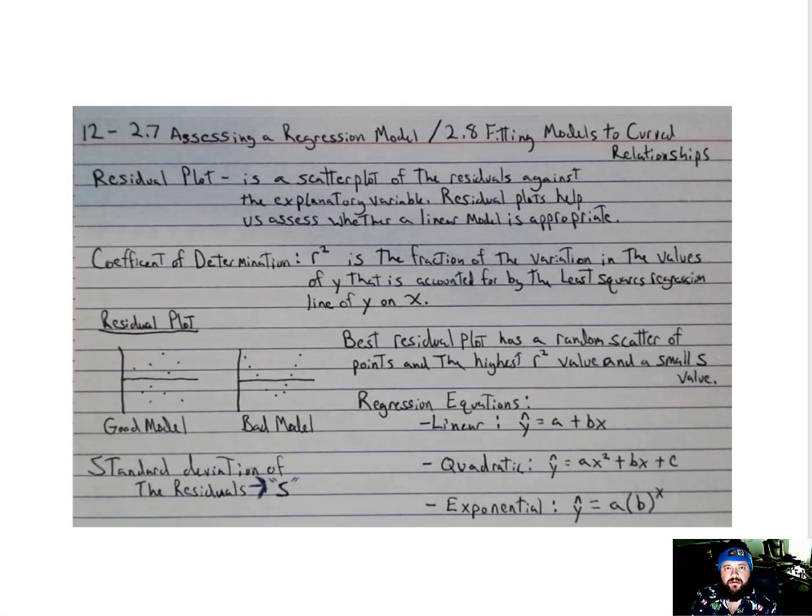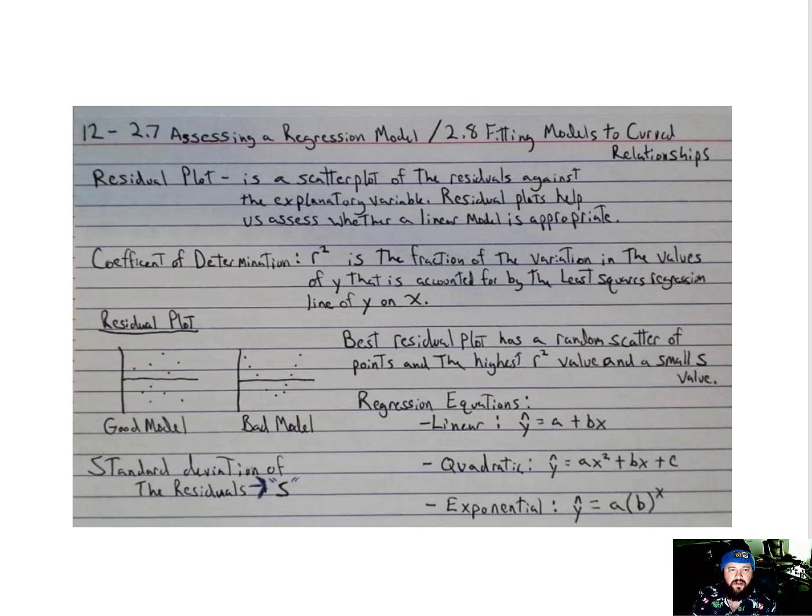Alright, we're going to set up and finish the last two sections of Chapter 2 today, which are 2.7 and 2.8. So 2.7 is assessing a regression model, and 2.8 is fitting the models to curved relationships. On the screen right here, we'll set this up by going through a few things.